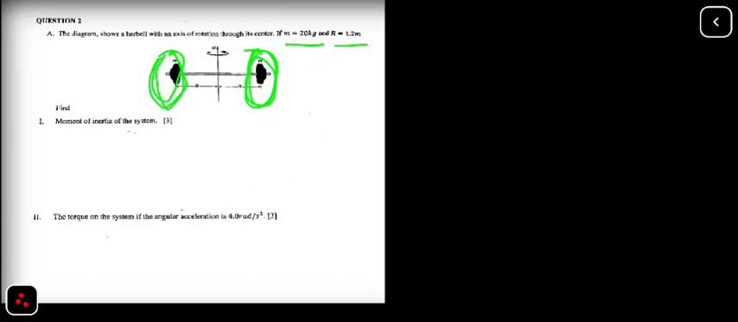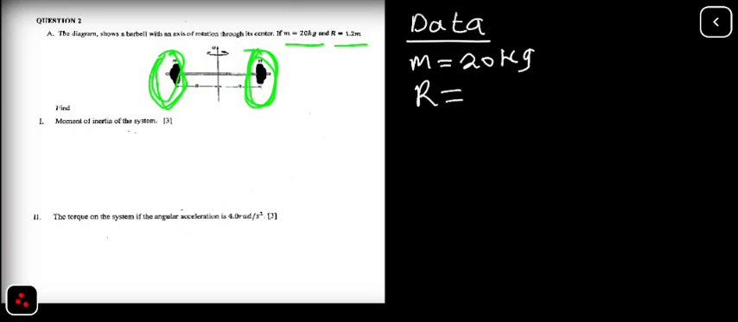So let us write down our data. Kindly note that we have this radius and another radius. We have been given our mass, which is the mass of the plates, equal to 20 kg, and the radius, which is equal to 1.2 meters.